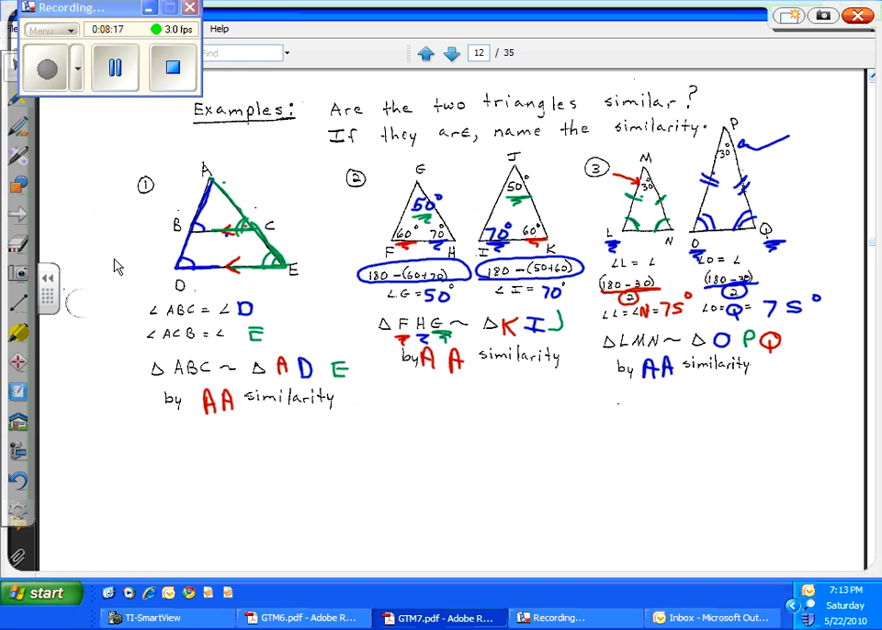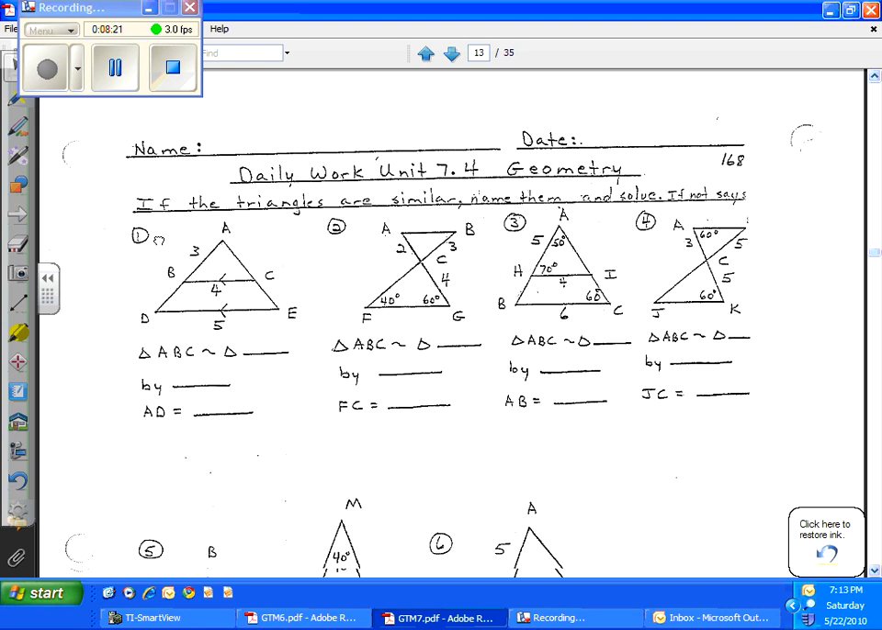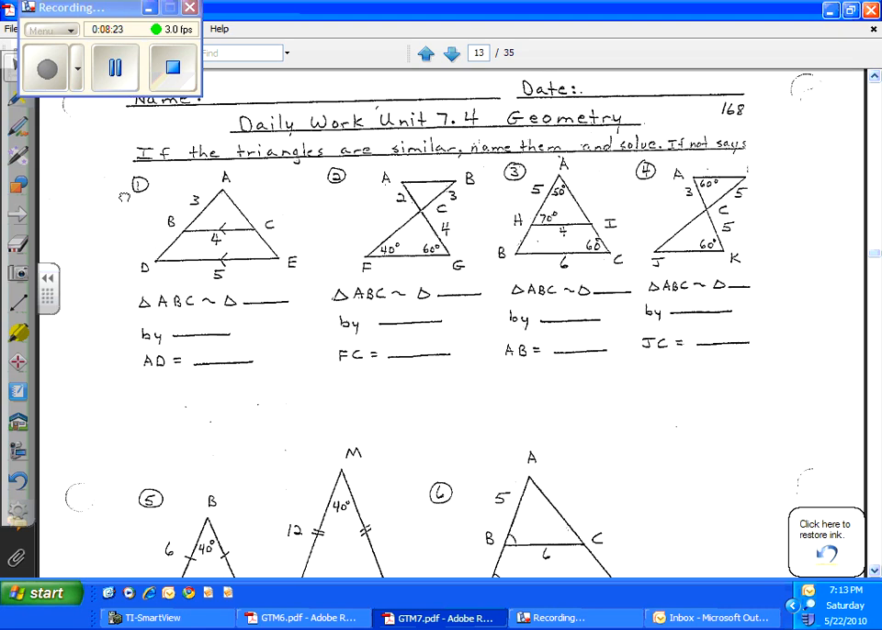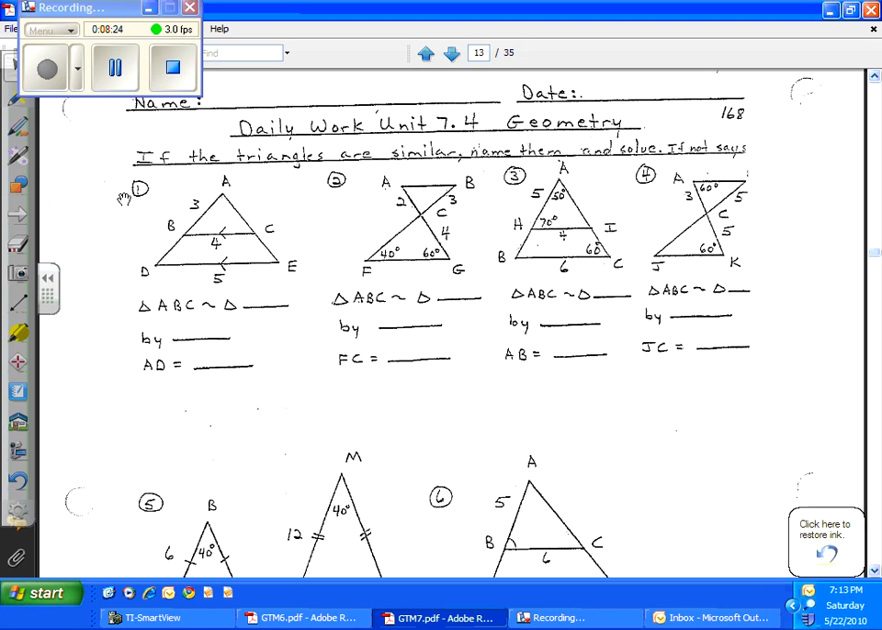Any questions on the notes part of 7.4? Okay, so that takes us to 7.4 daily work. We want to name the similarity if they're similar. If they're not, we just want to say we can't reach any conclusion. Okay, so let's just start with number 1.